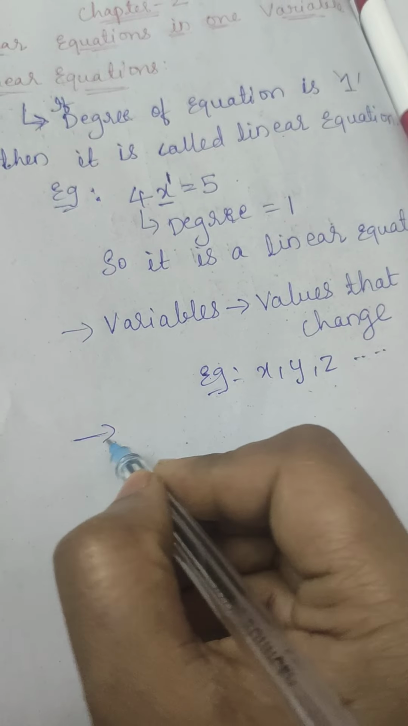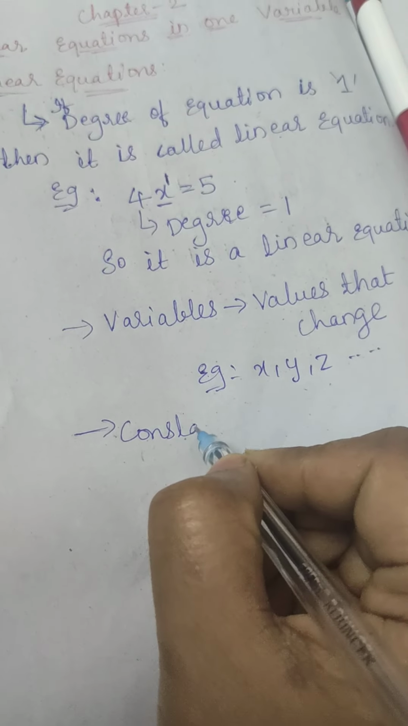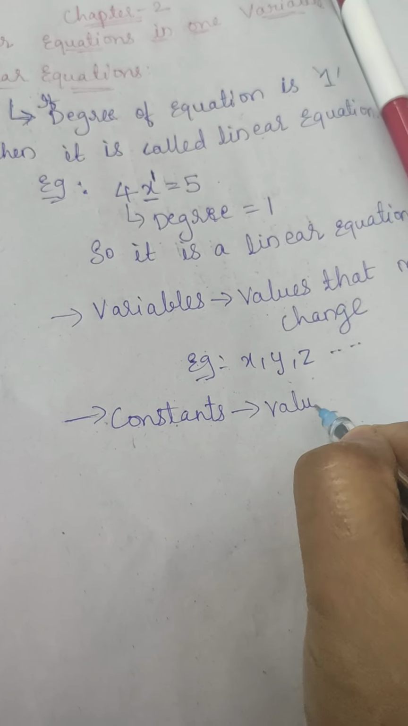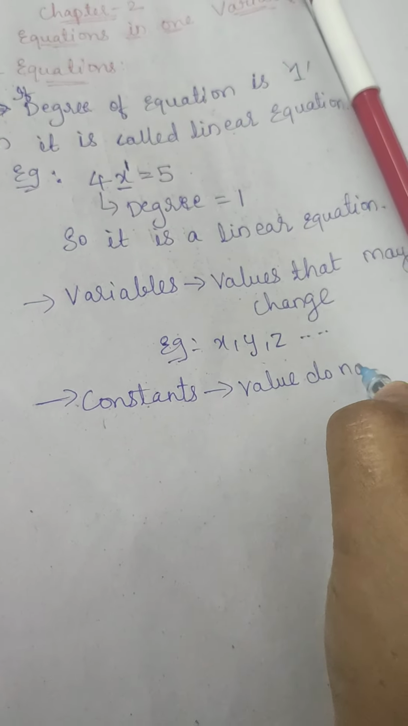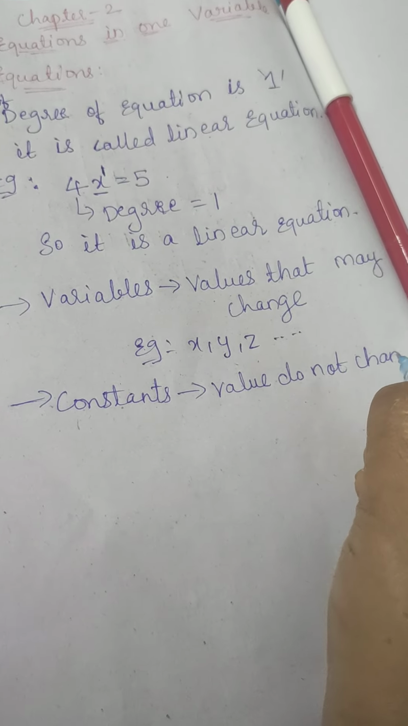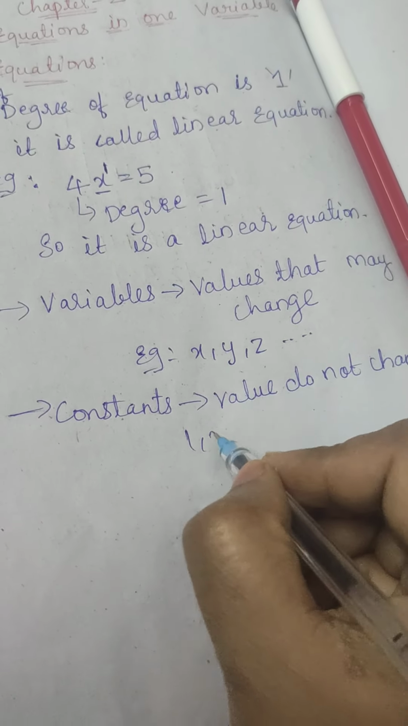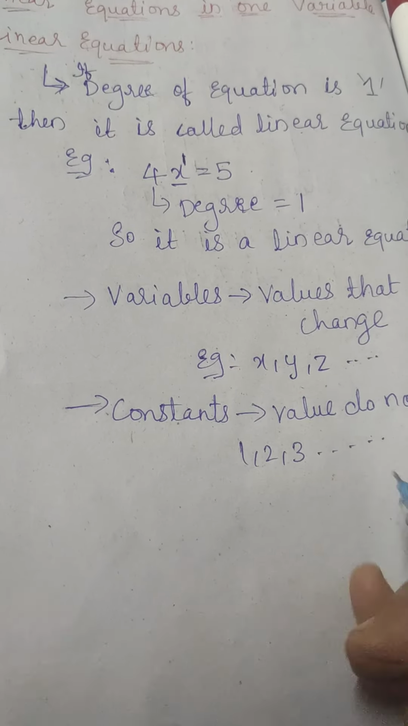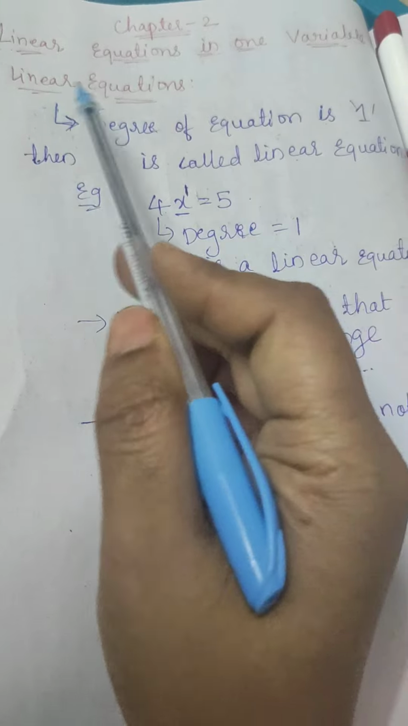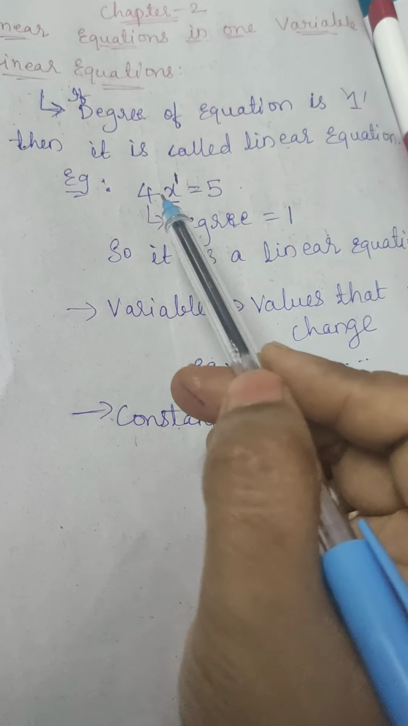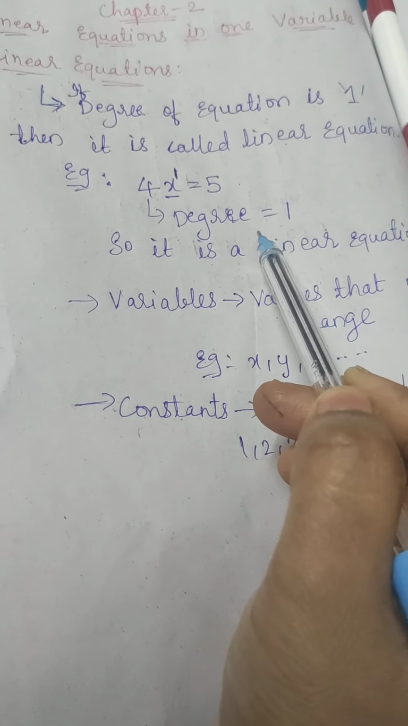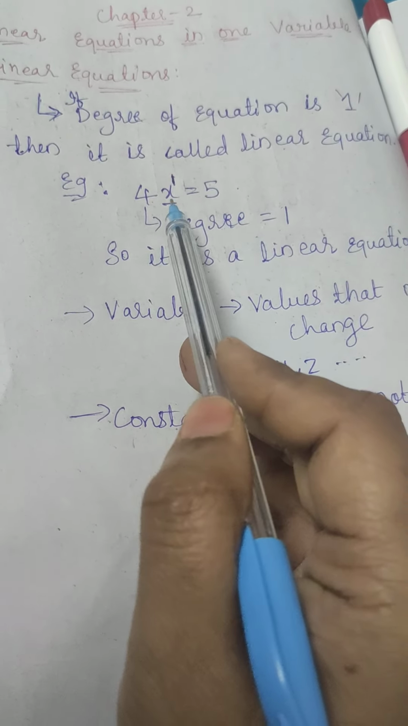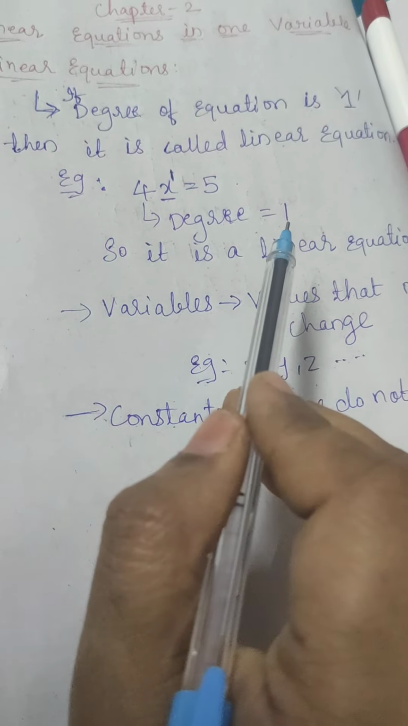What are constants then? Constants means the values don't change. Values that do not change are constant values, that is 1, 2, 3 and so on, all are constants. Now, linear equations in one variable. Linear equation means it should have degree 1, and with one variable means it should have only one variable. Any one variable it should have.